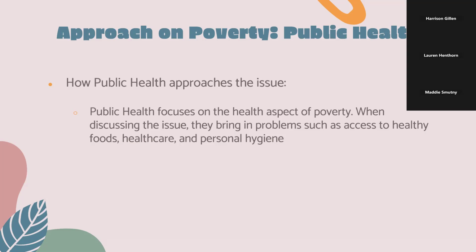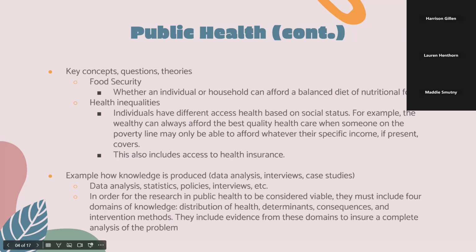So some key concepts, questions, or theories that I have noticed throughout public health research in this area. One of the biggest things was food security, and that's just whether an individual or household can afford a balanced diet of nutritional foods. So if they can afford fruits and veggies on a regular basis and eat a balanced diet of proteins, dairy, stuff like that.